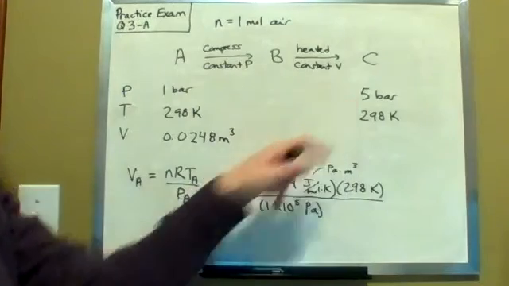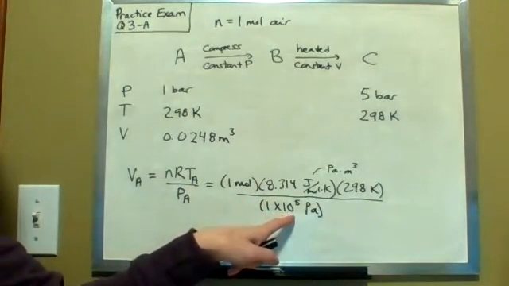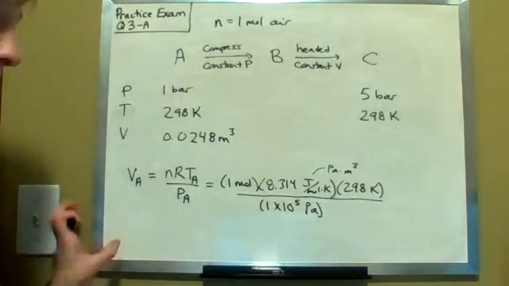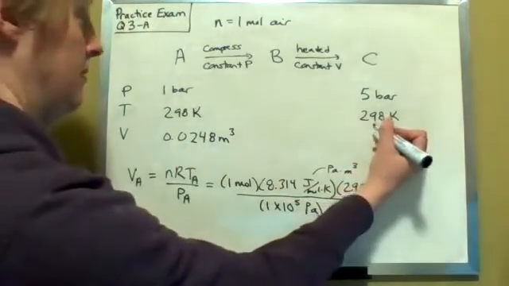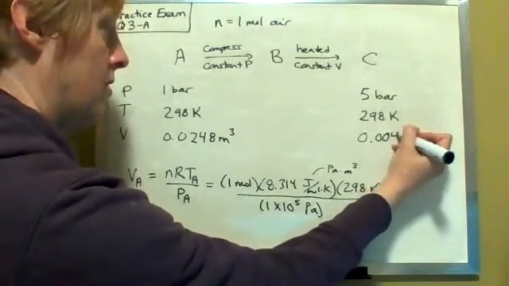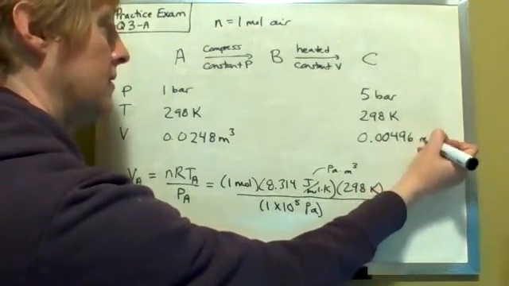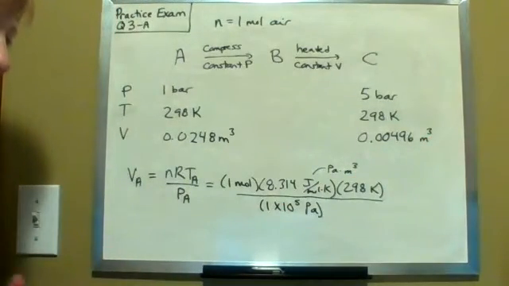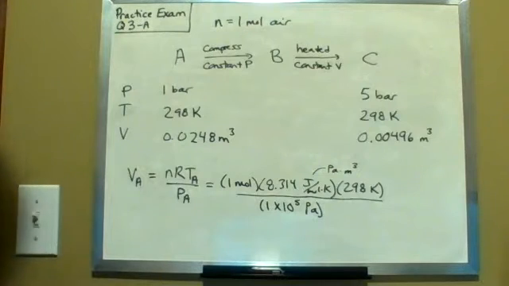You're going to go ahead and do the same thing now for C, just instead of using 1 bar, it's 5, so it's going to be 5 times 10 to the 5 pascals, and it's the same temperature. So the value you get for that one is 0.00496 meter cubed. You could have also given your answers in liters and atmospheres as well. Just keep your unit set consistent, and make sure it's correct.